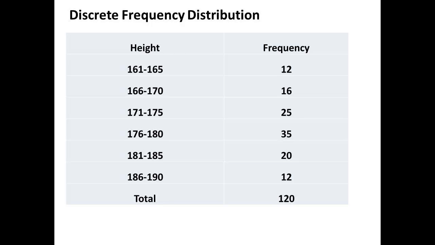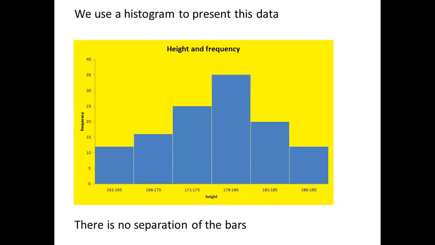Now consider the frequency distribution for height from a sample. Here we can see that the data is related in another way. The presentation needs to show the relationship of this data. So we use a histogram to present this data, where there is no separation of the bars. We often use a program such as Microsoft Excel to draw our charts, and you should ensure that you are familiar with the techniques of drawing bar charts and histograms.